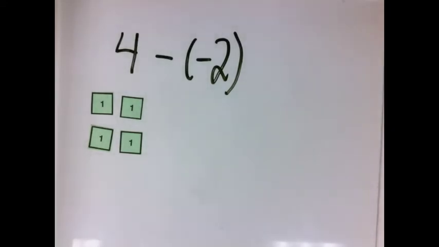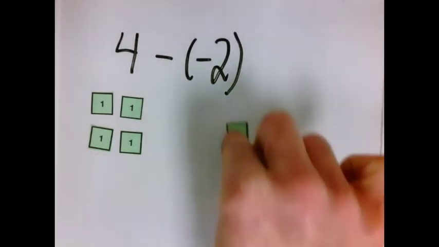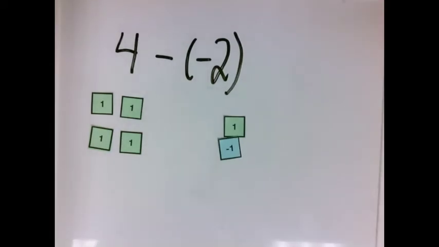Now let's think about this with integers. 4 minus negative 2. We need to remove negative 2 from our 4. We don't have any negative 1s currently. So what we need to do is change our tiles so that we can remove negative 2 without changing the value of 4. We can do this by adding 0 pairs. If I add 1 0 pair, the value of the tiles on my board is still 4.